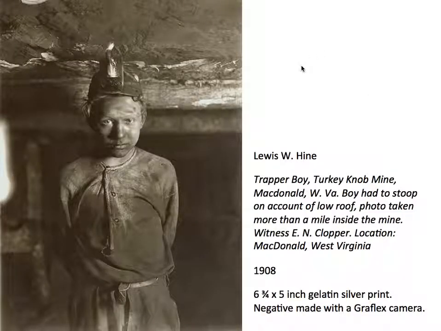Hine was one of the early social documentary photographers, and his approach was fairly factual. For example, Hine was careful to document a great deal of information about this boy and where he found them in the title of the photograph, including a reference to a witness named E.N. Klopper. He wanted to make sure that his investigative reports for the NCLC were specific and credible.